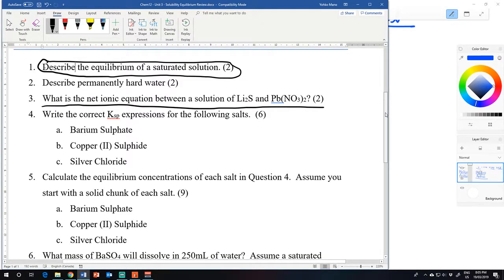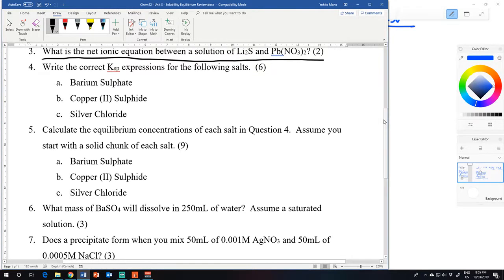Now this next one here is actually kind of easy, the correct Ksp expressions. So if you remember Ksp, it's just really a variant of products over reactants.